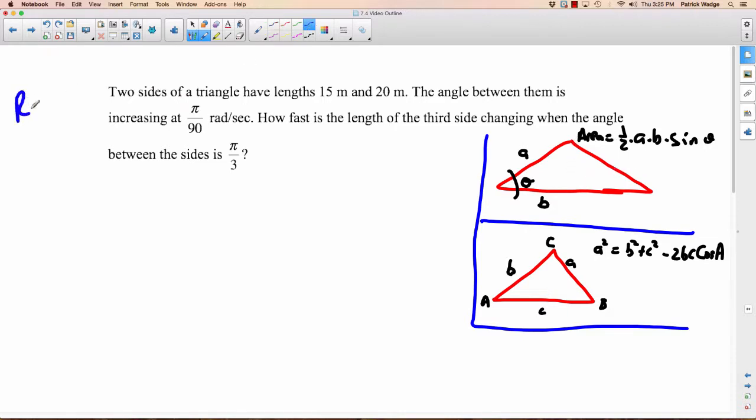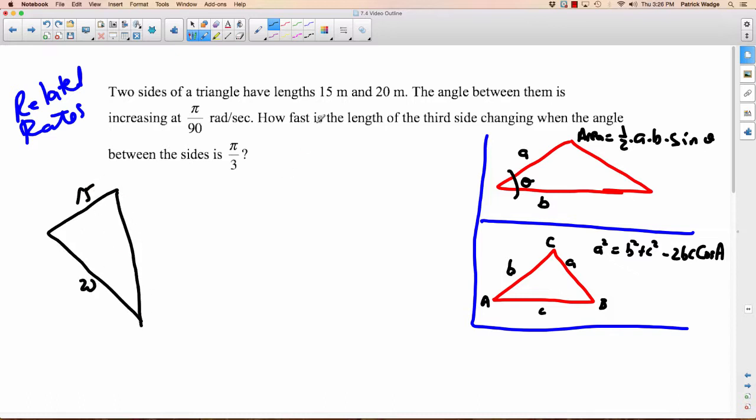Okay, this is a related rates question. It says we have a triangle with sides of lengths 15 meters and 20 meters. So 15 and 20. And the angle between them is increasing at this speed. So we're going to label the angle, but just with a theta. We're not going to put pi over 90 because that's the speed, right? That right there is actually d theta over dt equals pi over 90.